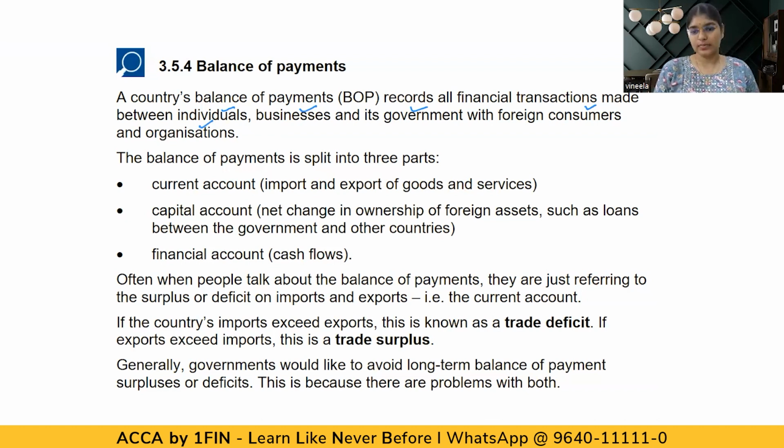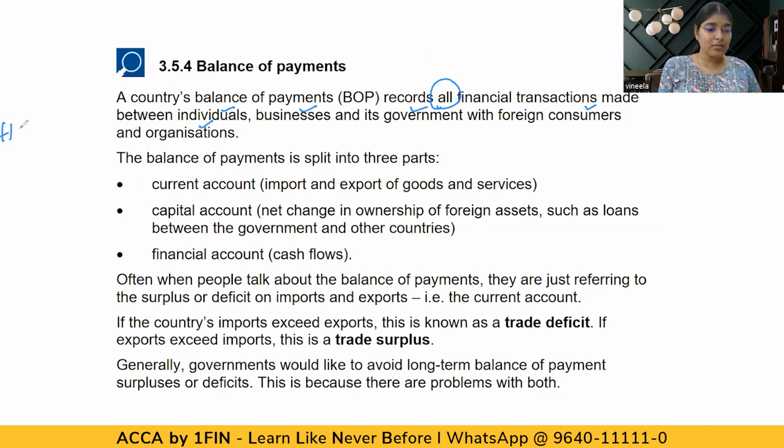So all the financial transactions made by Mr. X with a foreign country, not just the USA, any foreign country, will form part of your balance of payments. Take an example: Tata Motors, Infosys, if they're doing any business with any foreign client, that will come under balance of payments. And the government doing any business with foreign consumers and foreign organizations also comes under balance of payments. Just highlight this: all financial transactions made between individuals, businesses, and its government with foreign consumers and organizations.